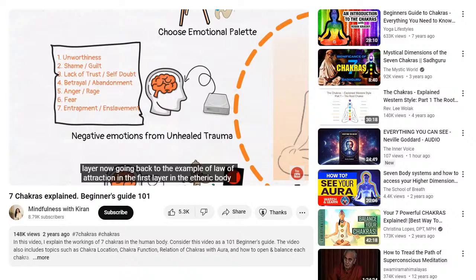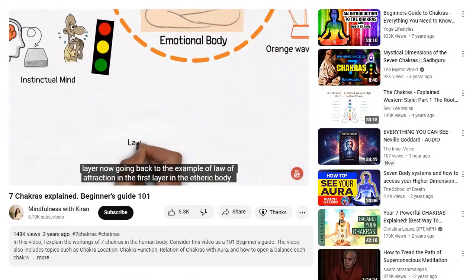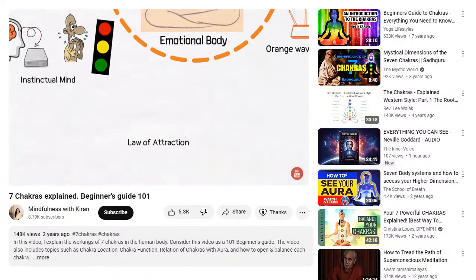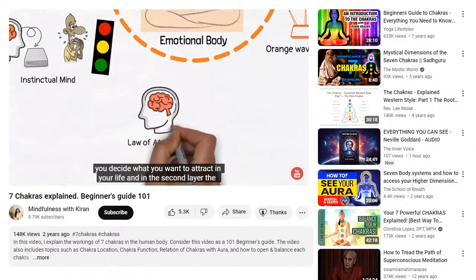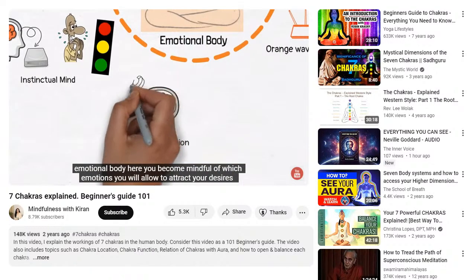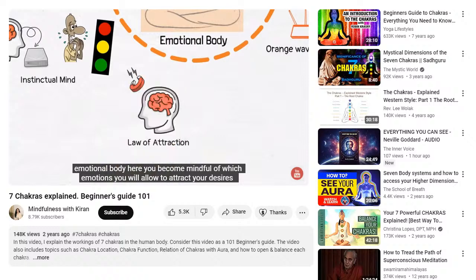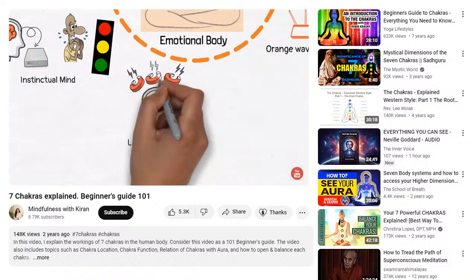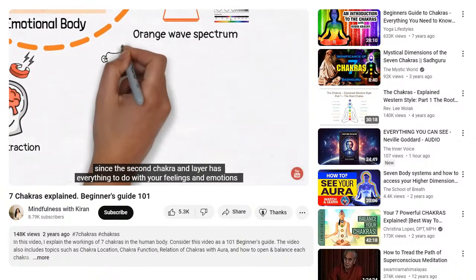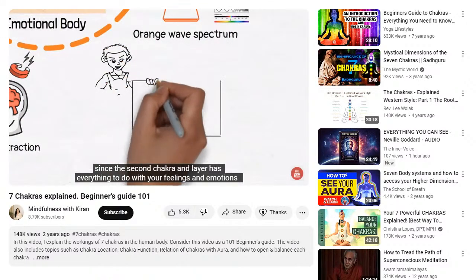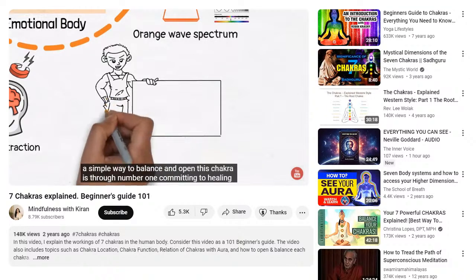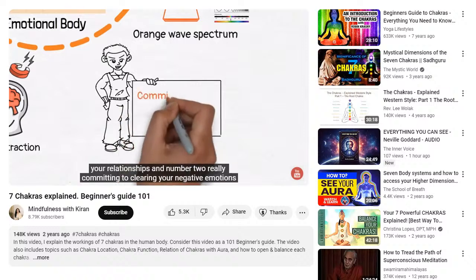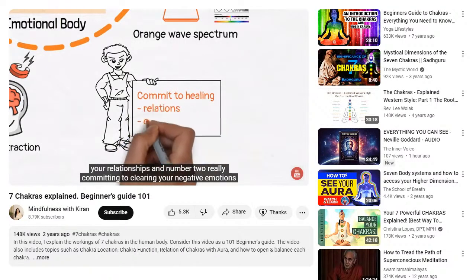Now, going back to the example of law of attraction, in the first layer, in the etheric body, you decide what you want to attract in your life. And in the second layer, the emotional body, here you become mindful of which emotions you will allow to attract your desires. Since the second chakra and layer has everything to do with your feelings and emotions, a simple way to balance and open this chakra is through number 1, committing to healing your relationships, and number 2, really committing to clearing your negative emotions.